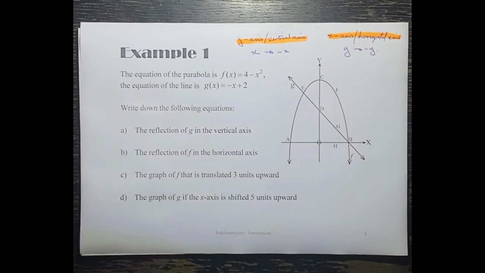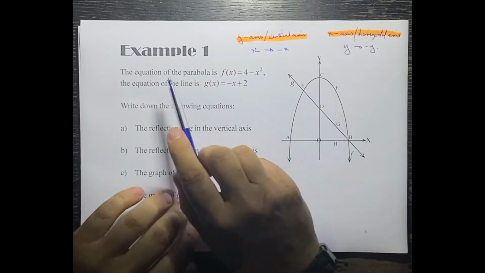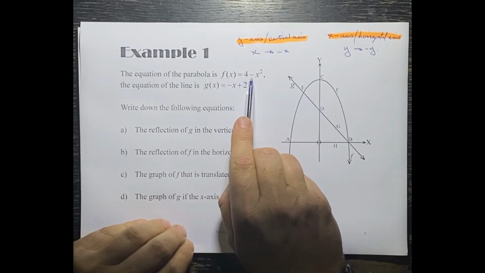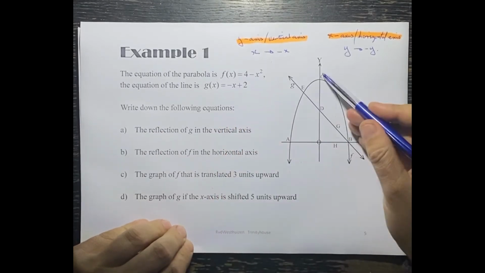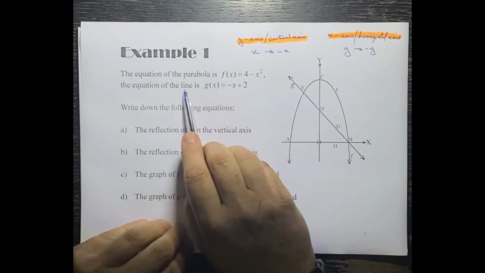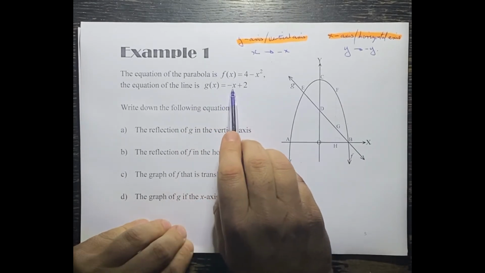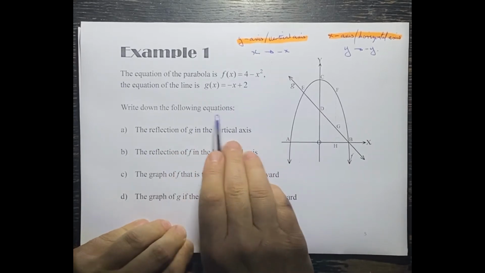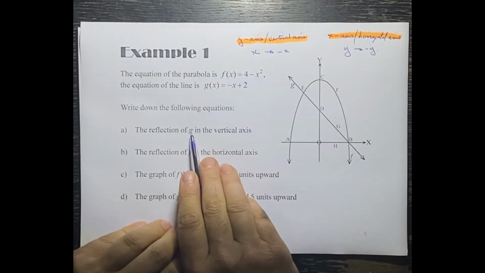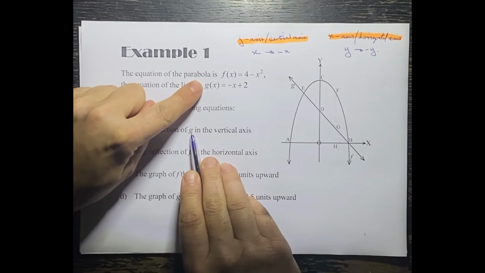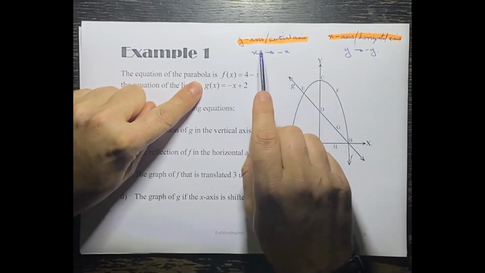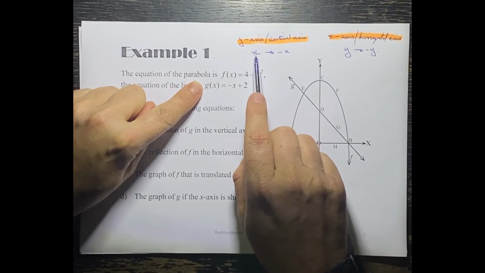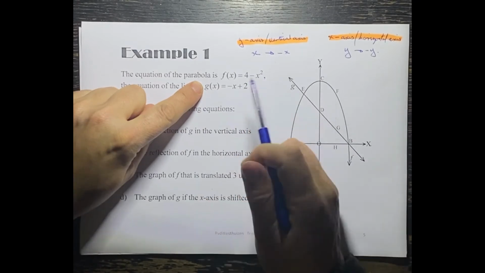All right, so let's have a look at this example one that they've given us here. They said that the equation of the parabola f of x is equal to 4 minus x squared, which is that one over there, and the equation of the line g of x, which is equal to minus x plus 2, which is that one over there. Write down the following equations. The reflection of g, which is your straight line, in the vertical axis. So here's our vertical axis. So what is going to change? Our x is going to go to minus x.